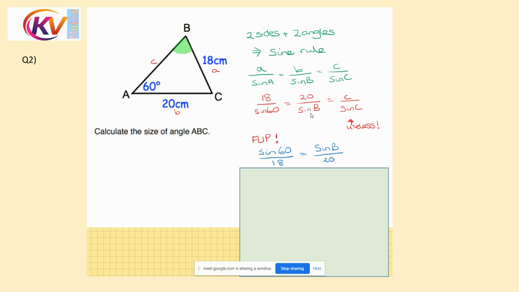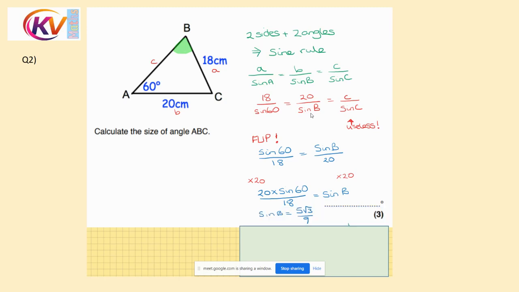At this point then, we're trying to get the sine B on its own, so we need to multiply both sides by 20. And remember, the 20 will go on the top part of the fraction. So we end up with 20 times sine 60 over 18. Remember to put the 20 at the front rather than after the sine 60, so we don't get any errors. And then you can work out that value. Now, your calculator will come up with an exact value. It could come up with a nasty decimal, but at this point, you must remember not to round.